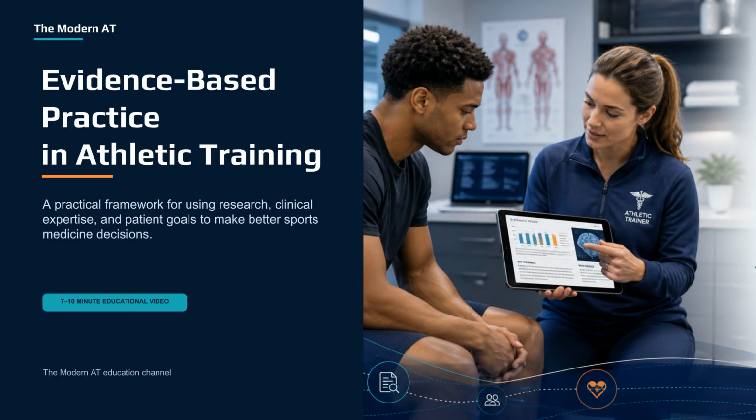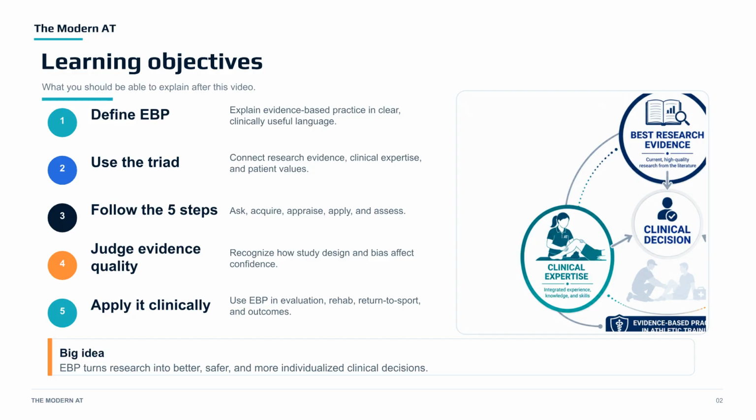By the end of this lesson, you should be able to explain the EBP model, use the 5-step process, and apply it to a realistic athletic training case. The goal of this presentation is to make evidence-based practice feel practical, not intimidating. First, you should be able to define EBP. Second, you should understand the 3 major sources that guide the decision: research evidence, clinical expertise, and patient values. Third, you should be able to follow the 5-step process: ask, acquire, appraise, apply, and assess.